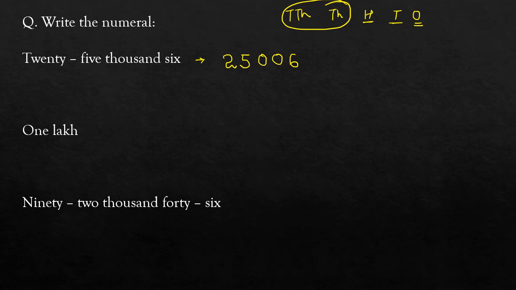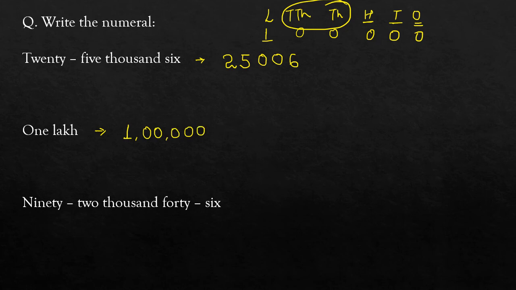25,006. Then we have 1 lakh. So after 10,000 we have lakhs place. So 1 is at lakhs place and in all the rest of the places we have 0. So the numeral will be 1 and 5 zeros. You can see at 10,000, 1000, 100, tens and ones, all places are 0 here. So 1 and 5 zeros.